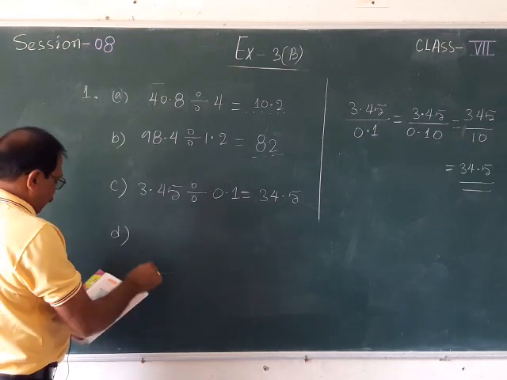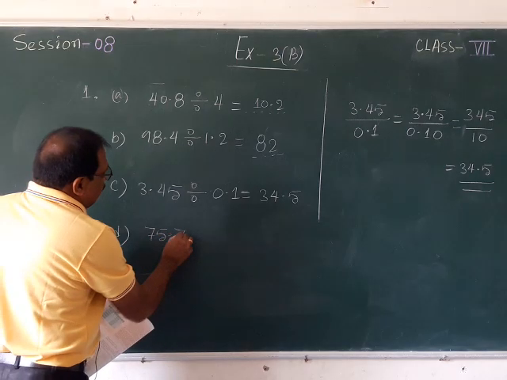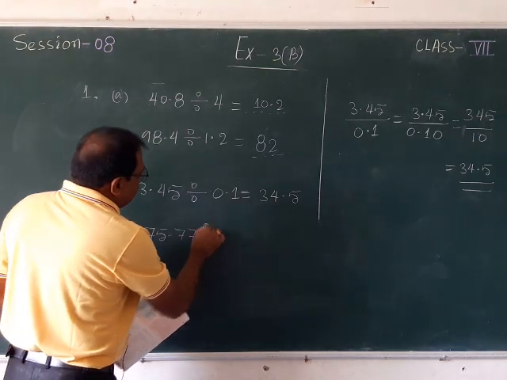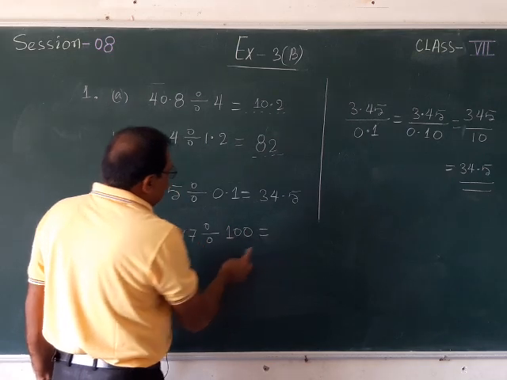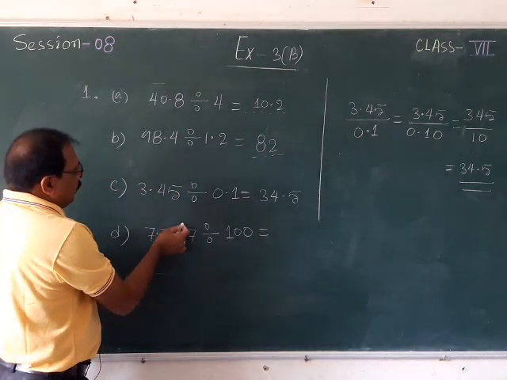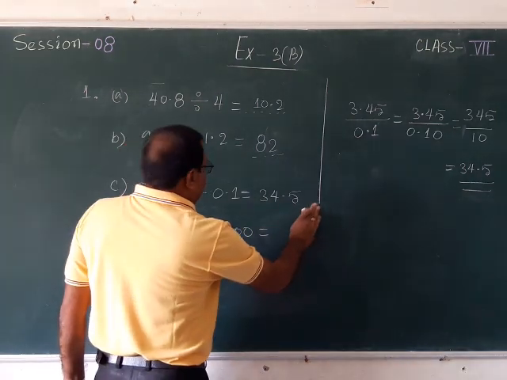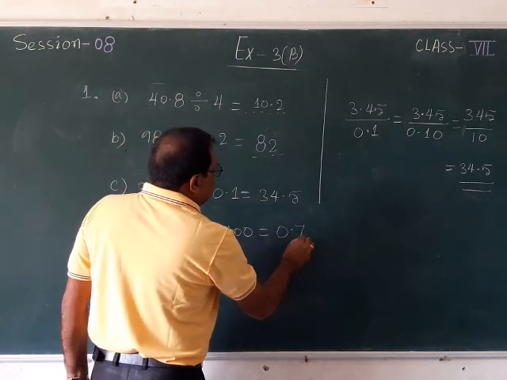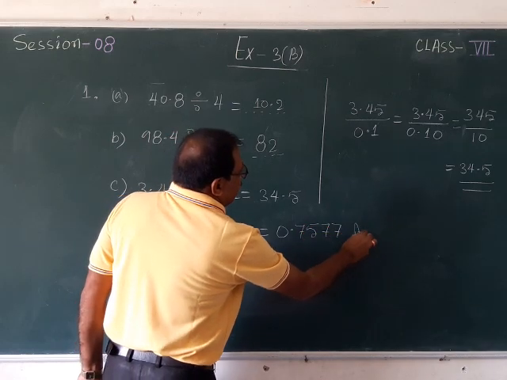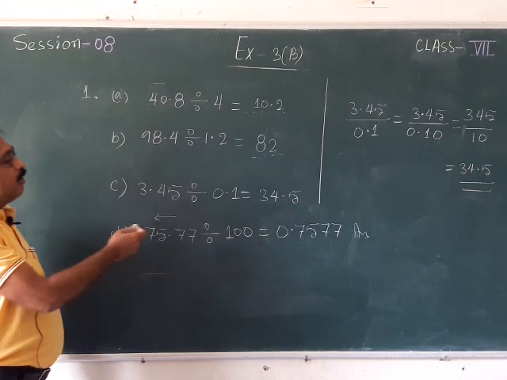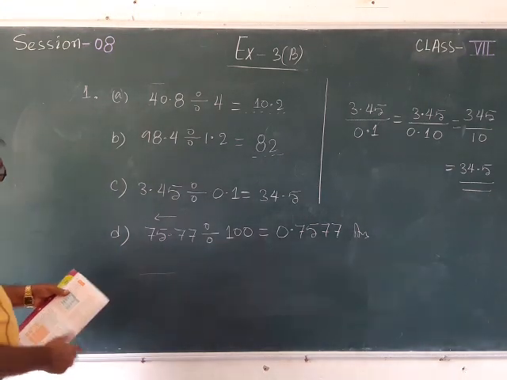So, in D number, one more question I am showing you: 75.77, and divide this number by 100. Here you can see there are 2 zeros, so the decimal will be shifted 2 digits back directly. So your answer will be 0.7577, and this is the answer without dividing, without any working. You can write answers in such cases.